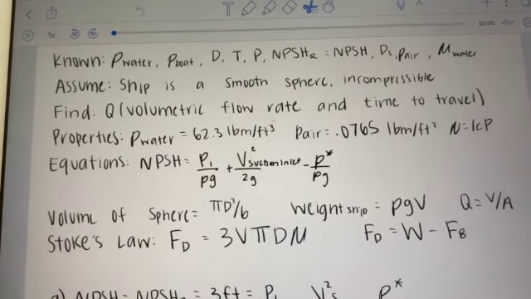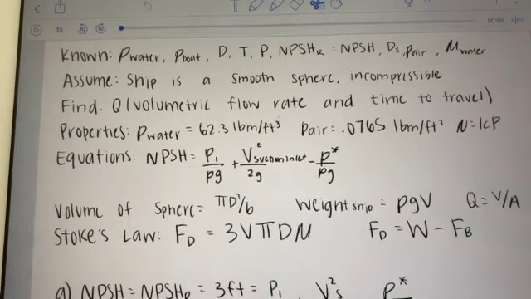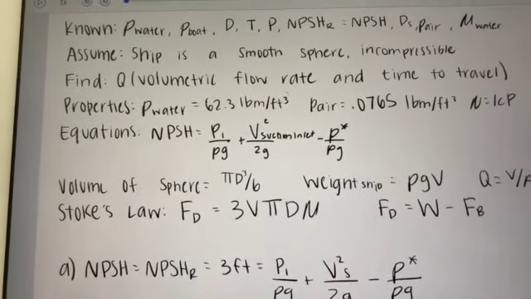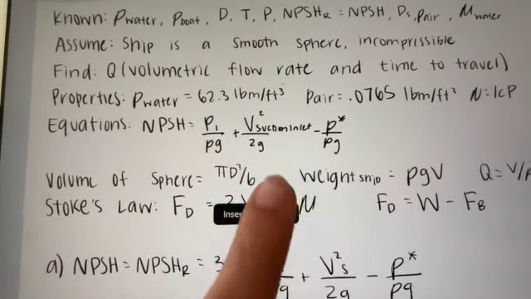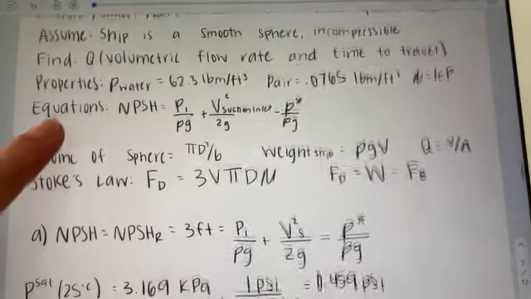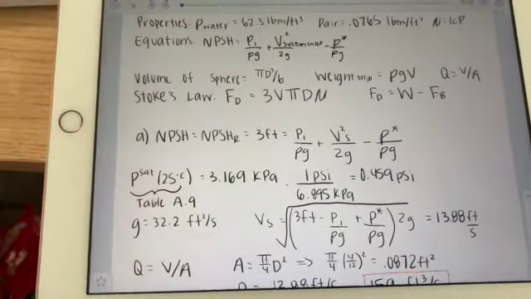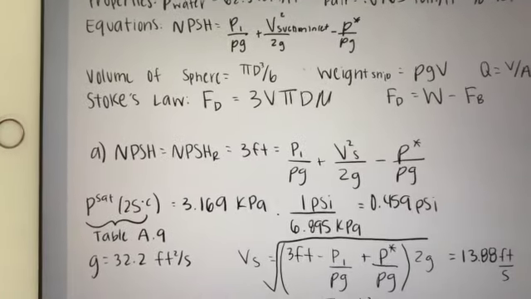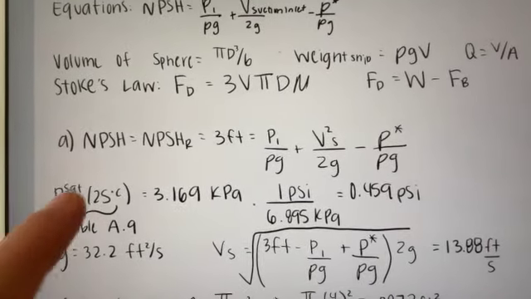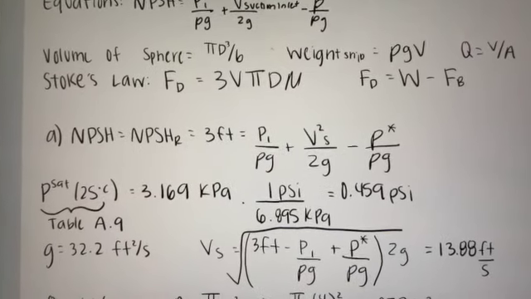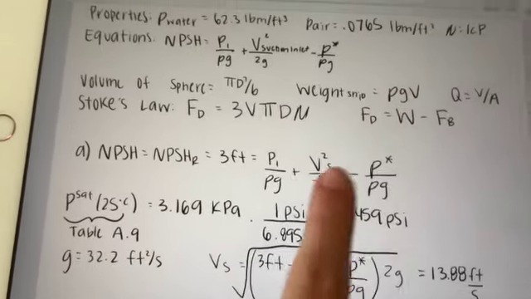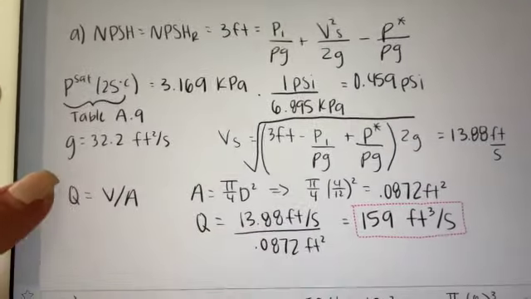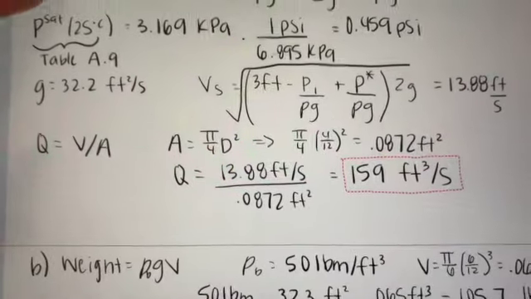So given the properties of air and water from tables, the equation we know is that the net positive suction head equals the net positive suction head required. So this simplifies this equation here for part A, and we know that was given as 3 feet. What we need to figure out now is our Psat. Psat at 25 degrees C, which we know is the temperature, and from table A9 we can get 0.459 psi. From there, we can simplify this equation above to solve for our velocity. When we know our velocity, we know the area and can get our volumetric flow rate as asked.